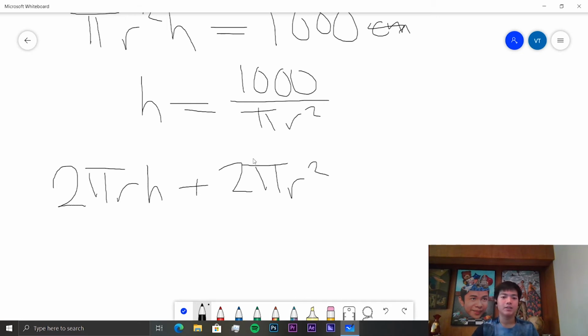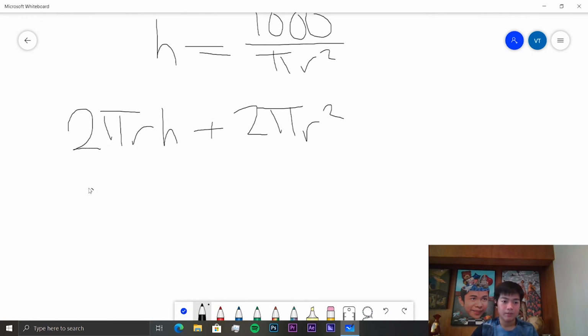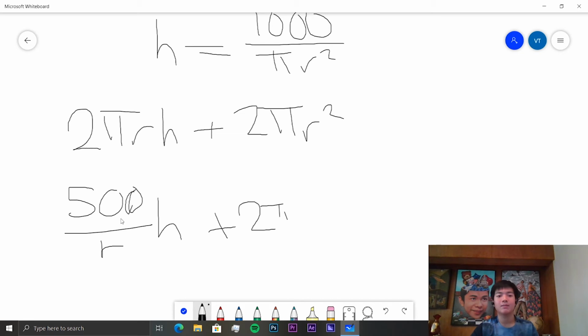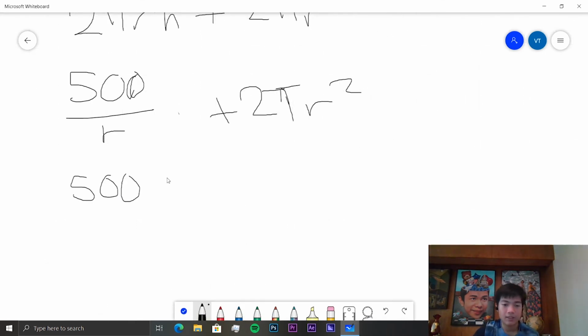And so we substitute 1000 over pi r squared into here, then we will get 500 over r times h plus 2 pi r. Oh, so not times h anymore, this is already h. So it's 500 over r plus 2 pi r squared, and we need to minimize this function. Actually, let's not square it, that's a bad idea. So let's get the derivative, dy over dx.